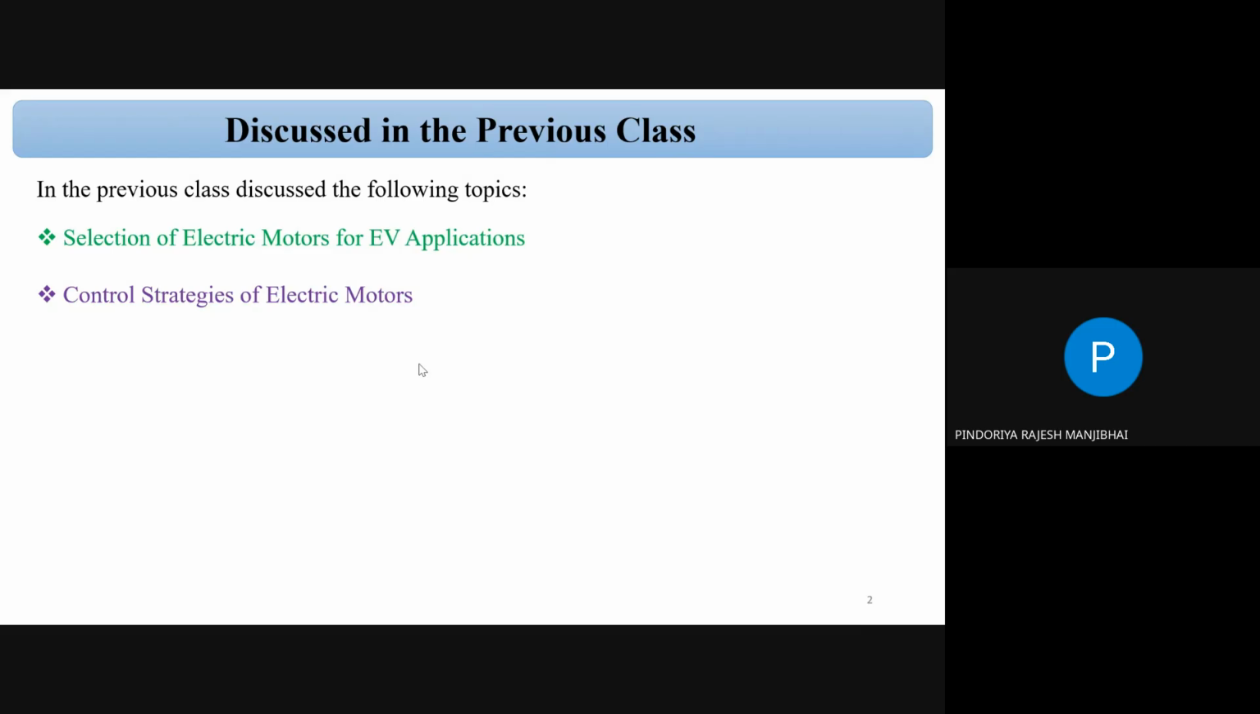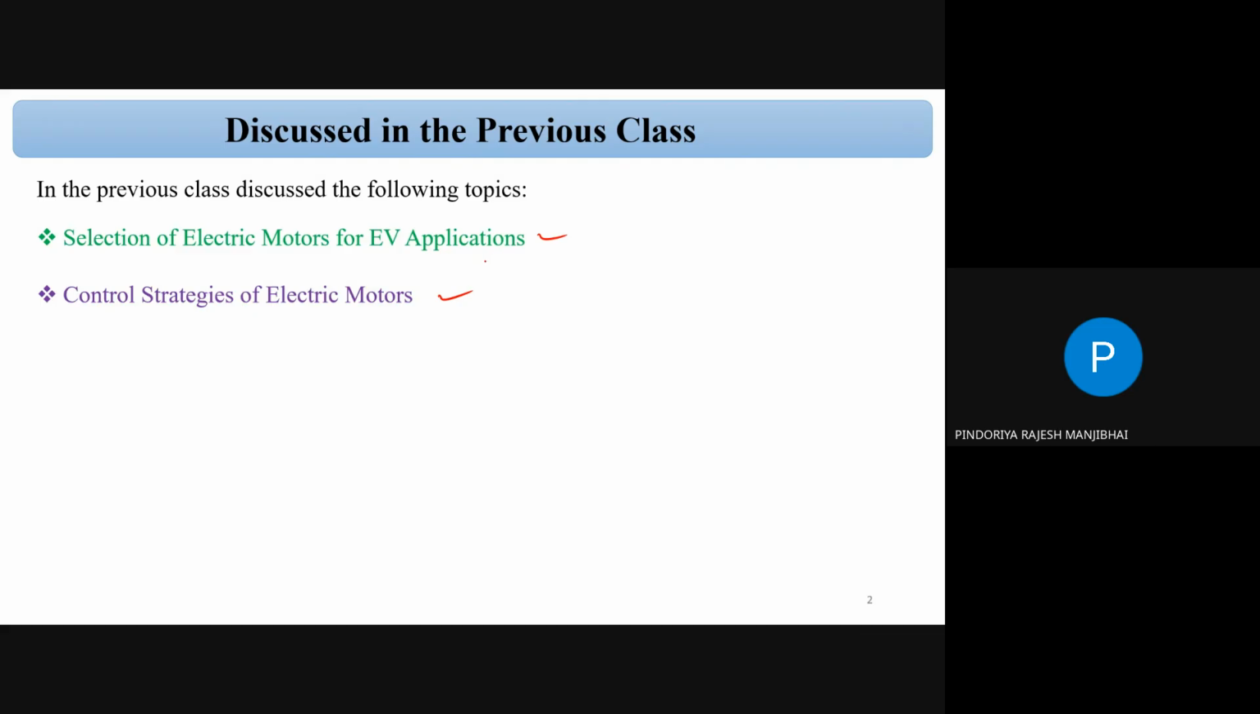We have to use the motors, so how are we able to control the electric motors? In the first and second units we discussed in detail the electric vehicles, IC engines and the motors. In the previous class we discussed the selection of electric motors for EV applications and the control strategies of the electric motors.